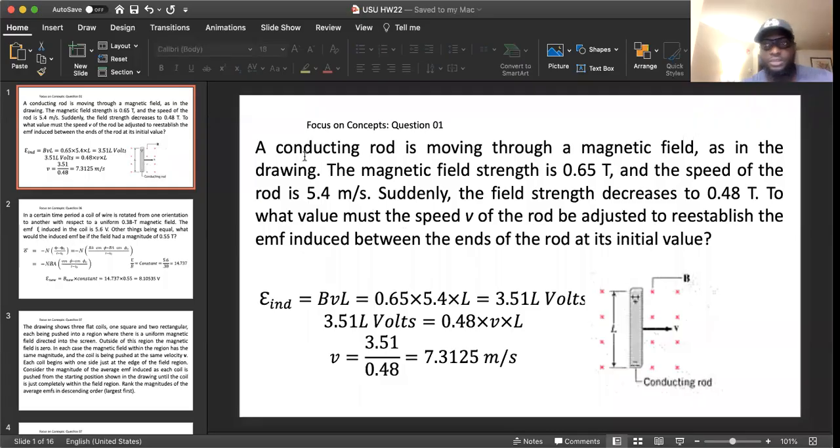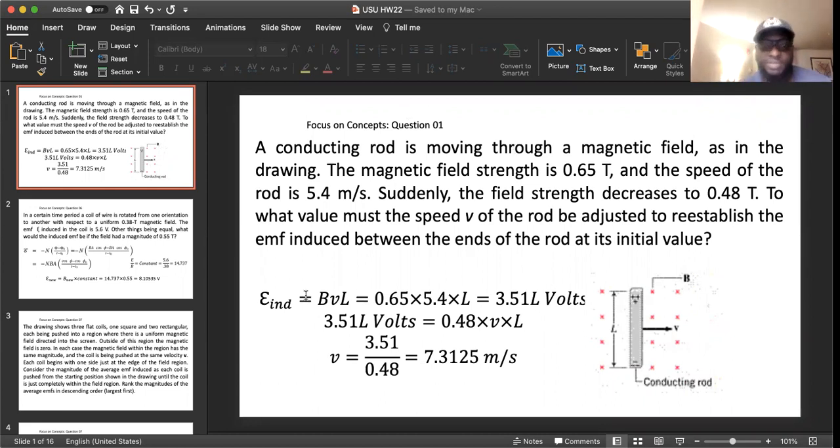So the first question says focus on concept. Question 01. A conducting rod is moving through a magnetic field. As in the drawing, the magnetic field strength is 0.65 Tesla and the speed of the rod is 5.4 meters per second. Suddenly the field strength decreases to 0.48 Tesla. To what value must the speed V of the rod be adjusted to reestablish the EMF induced between the ends of the rod at its initial value?